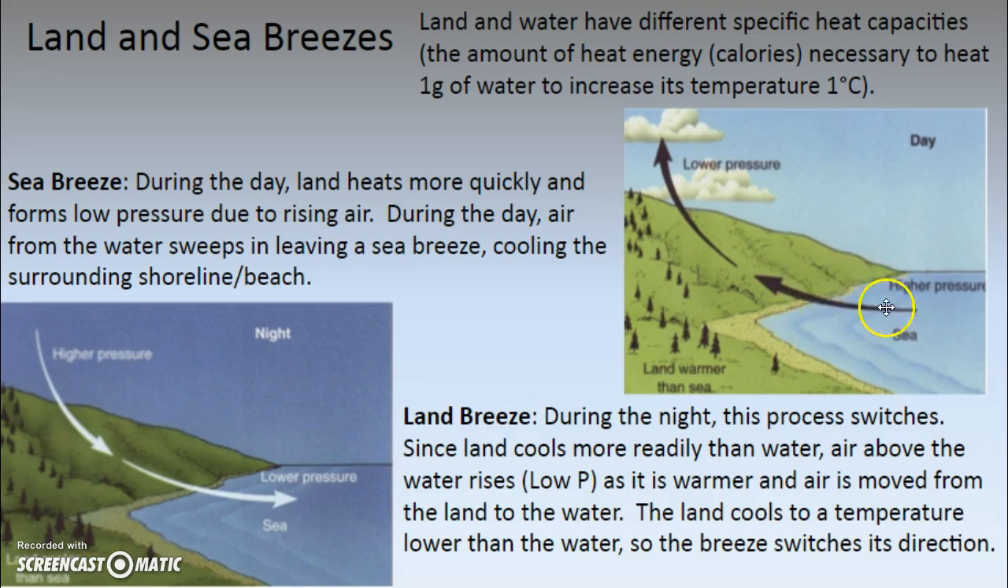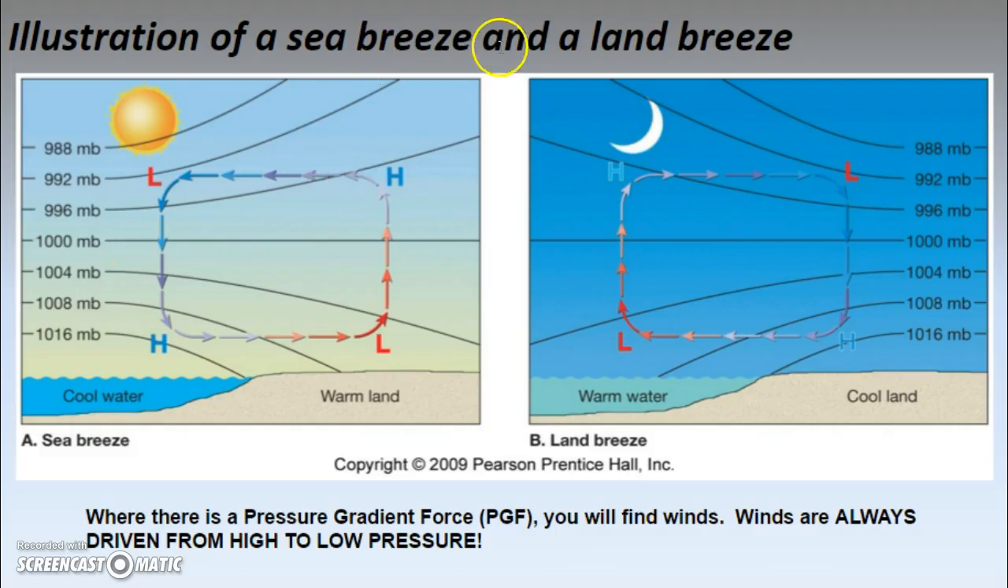A lake breeze is just a smaller scale sea breeze. But the process is based on find the low pressure, find the high pressure. Air always moves from high to low. During the day, land heats up more, low pressure over land. At night, lower pressure over the water. So we can look at that. An illustration of a sea breeze and a land breeze, and we can also call that a lake breeze.